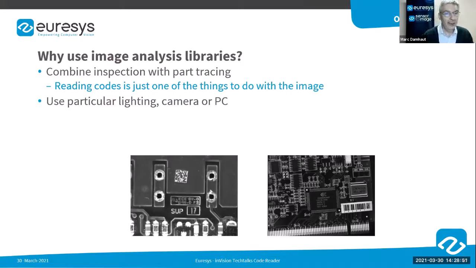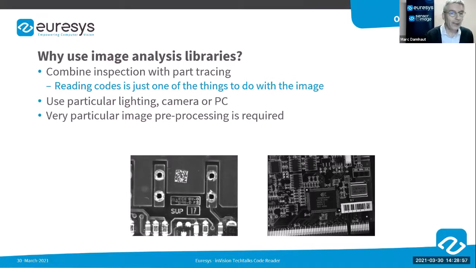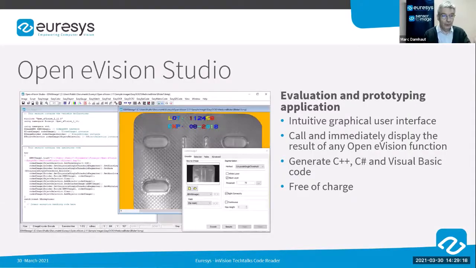You can also select a super fast or a super low cost PC. It's really up to you. Another reason is with image analysis libraries, it's really easy to pre-process images. It's really easy to apply some pre-processing before reading the code in order to make the code reading easier, more reliable, or just possible. So I'm going to show you our image processing libraries now.